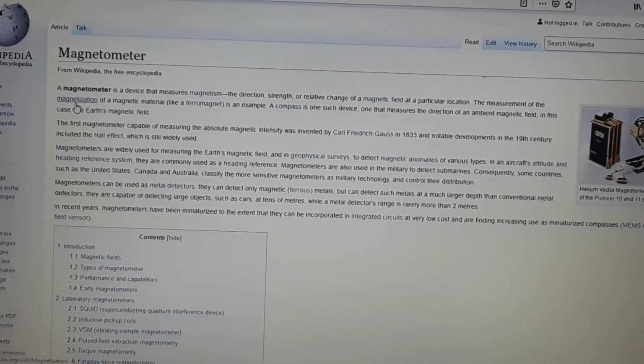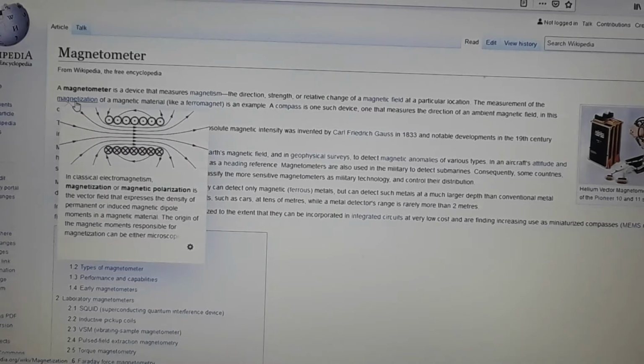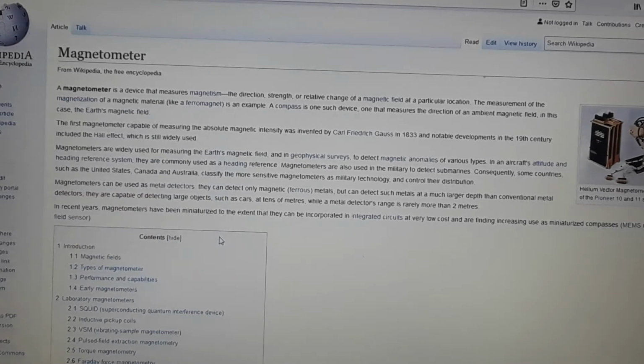This is showing you magnetization. It's a class of electromagnetism. Magnetization or magnetic polarization is the vector field that expresses the density of permanent or induced magnetic dipole moments in a magnetic material. The origin of the magnetic moments responsible for magnetization can be either microscopic or... I'm not going to click on that.